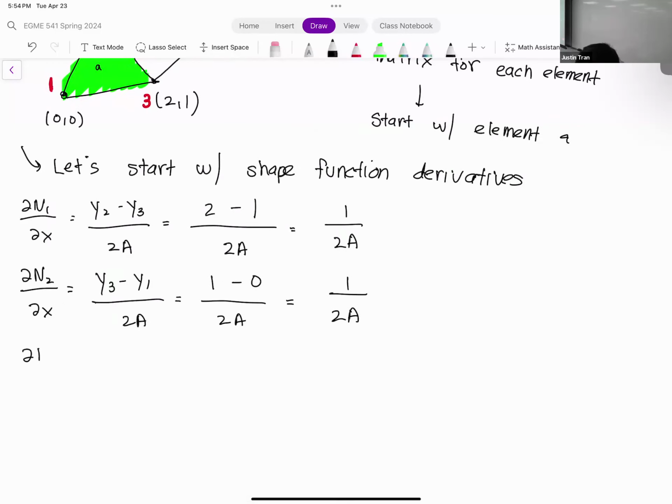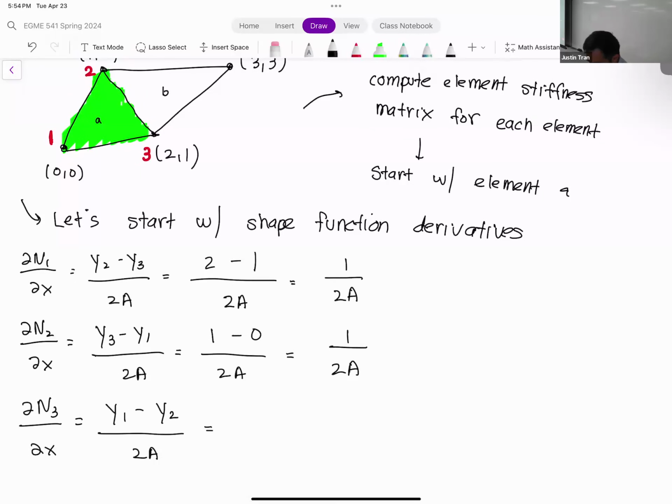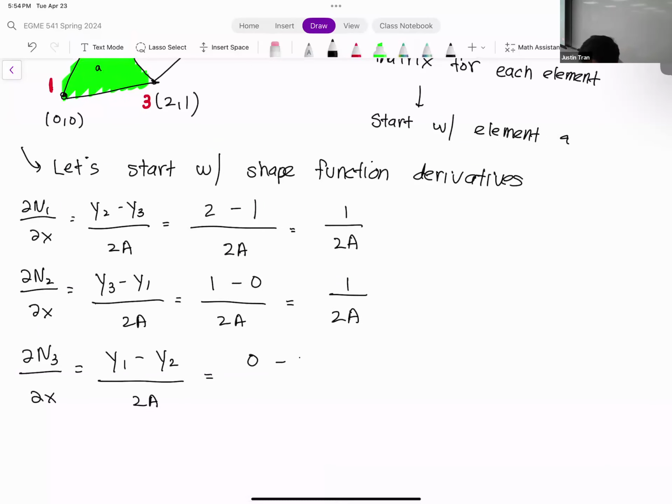Next, we have partial n3 partial x. Partial n3 partial x is y1 minus y2, all divided by 2a. So we plug in from the problem here. The y coordinate for node 1 is 0. The y coordinate for node 2 is 2. So we have 0 minus 2, all divided by 2a. And what that equals is minus 2 over 2a, or in other words, minus 1 over a.